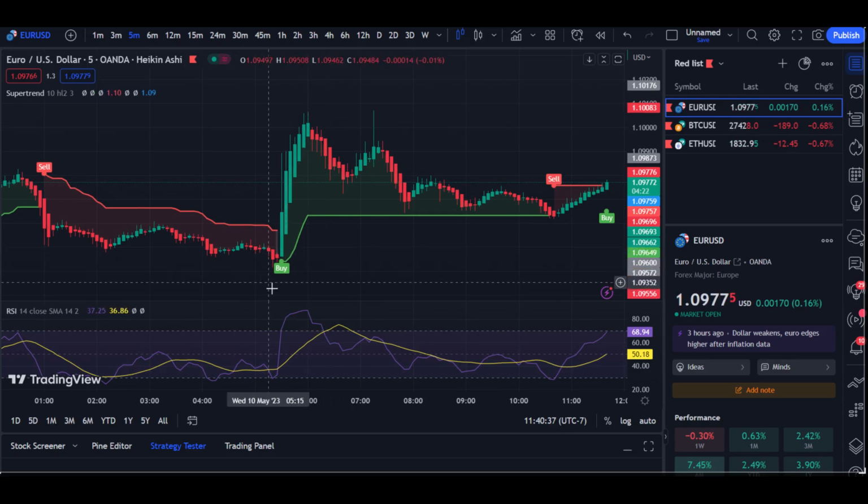Alright, so now for the trading strategy. For a long position, the first thing that we're going to look for is for the RSI to be below the 30 level. Then after that, we're going to wait for the first buy signal to appear. Once these conditions have been met, we can take our first long position.